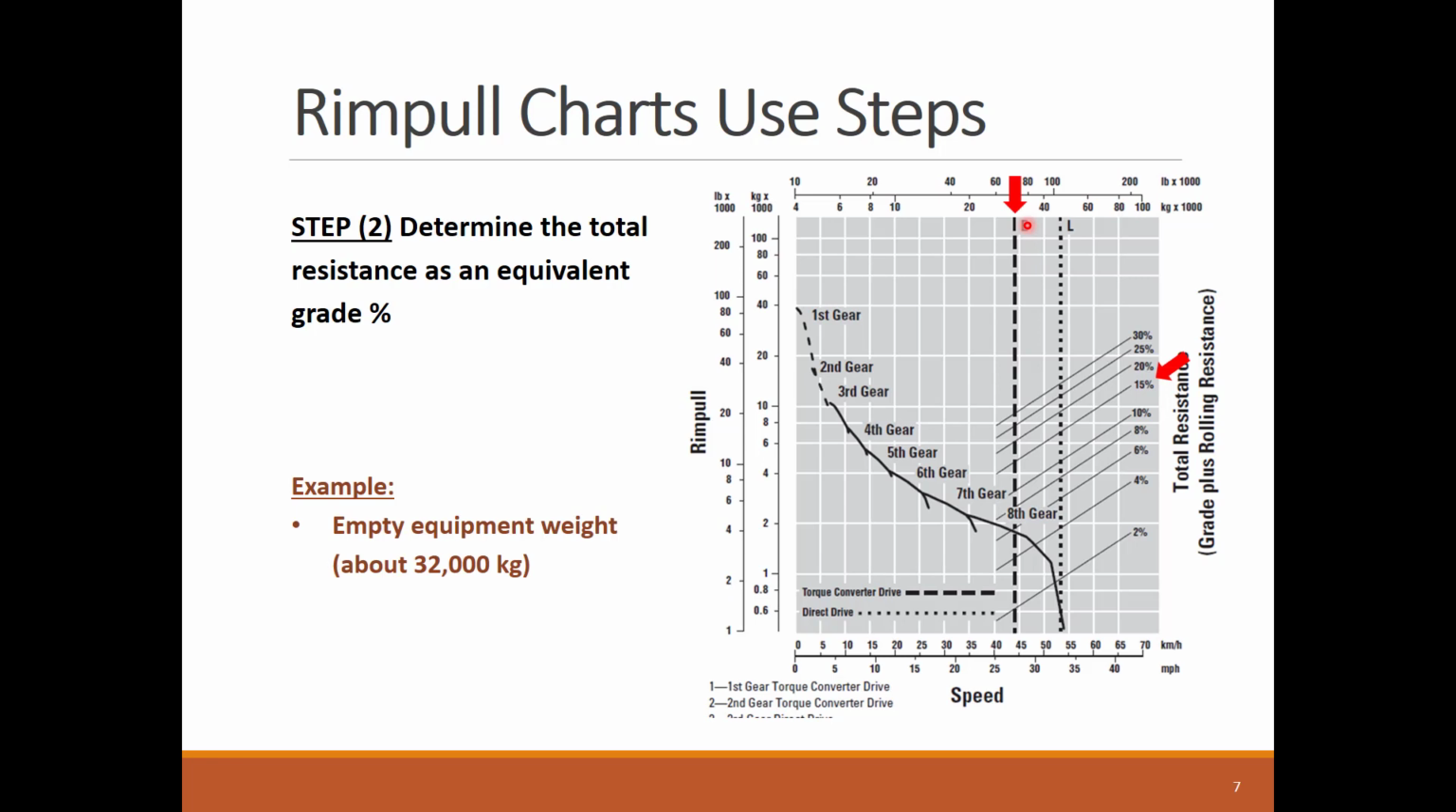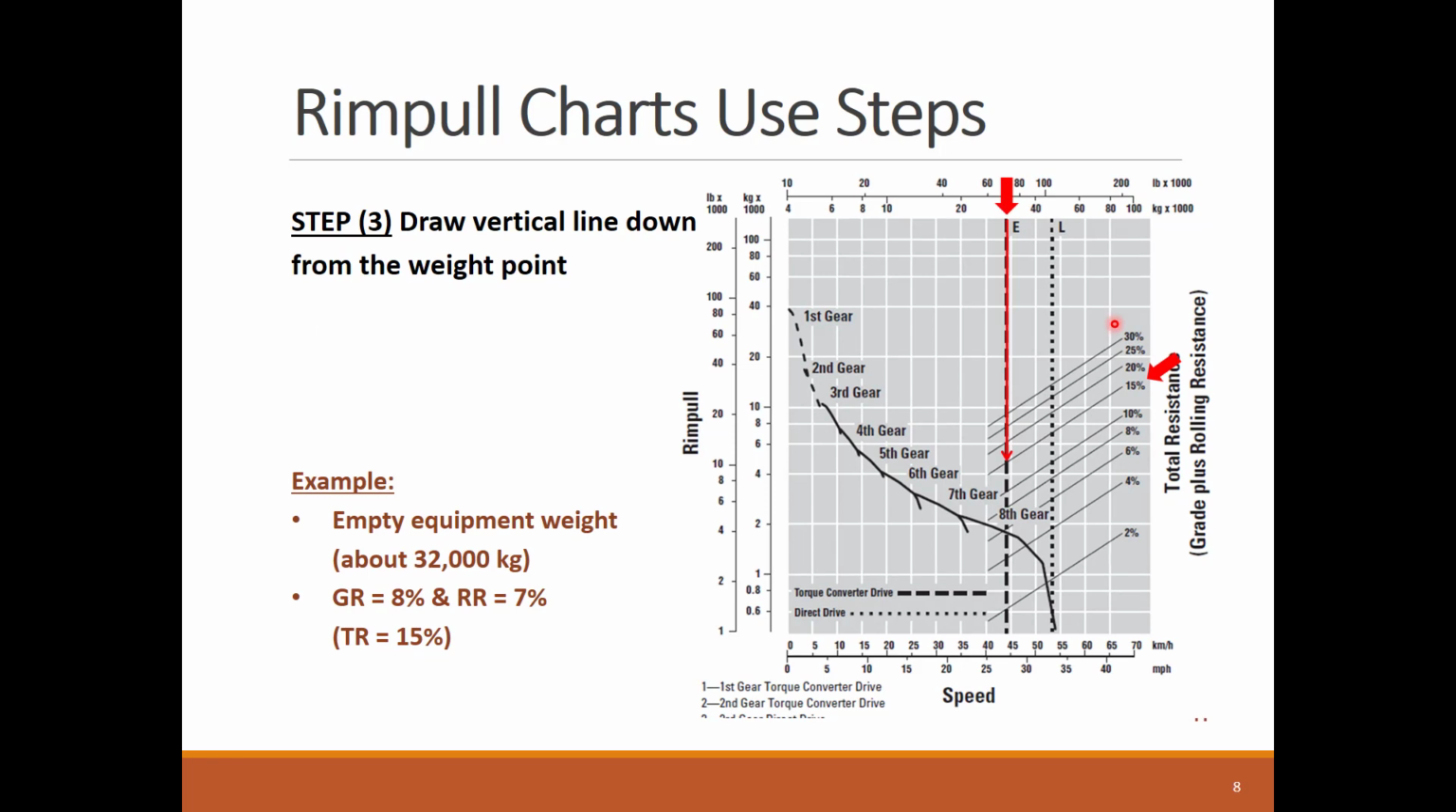You need to determine the second input value for the Rimpull chart, which is the total resistance. The total resistance is the addition of the grade and rolling resistance, represented in grade percentage values. The shown chart shows total resistance ranging from 2% to 30%. For our example, the equipment is driving uphill with 8% grade and experiences an additional rolling resistance equivalent grade of 7%. So the total resistance to overcome is 15%.